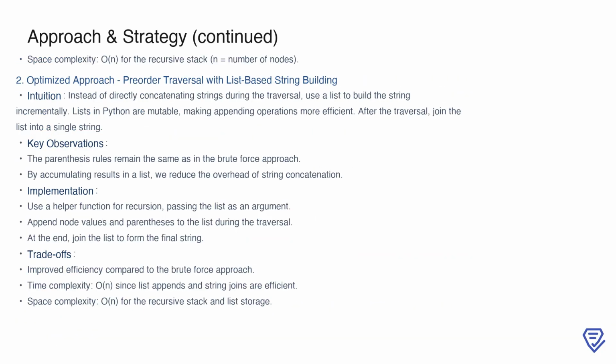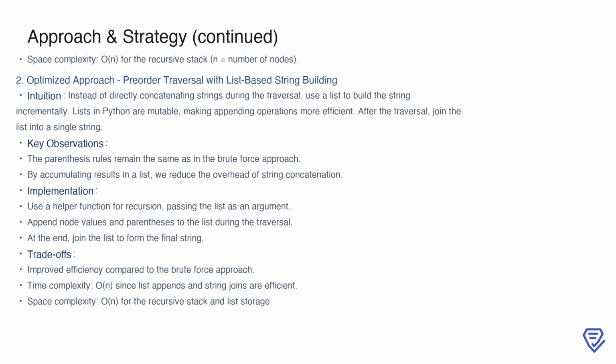To address the inefficiency of the brute force method, we considered an optimized approach that still uses pre-ordered traversal but improves performance by leveraging list-based string building. The idea is simple yet effective. Instead of directly concatenating strings during the traversal, we use a list to accumulate the components of the string. Lists in Python are mutable, making operations like appending much faster.